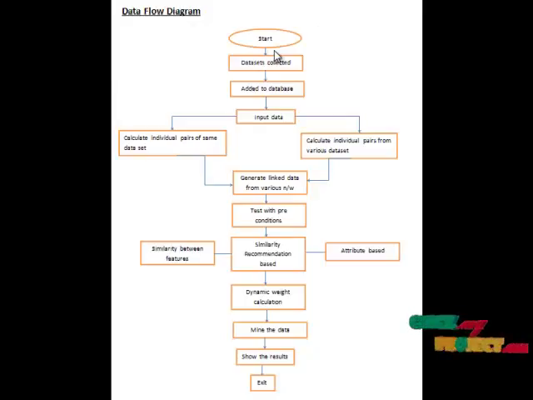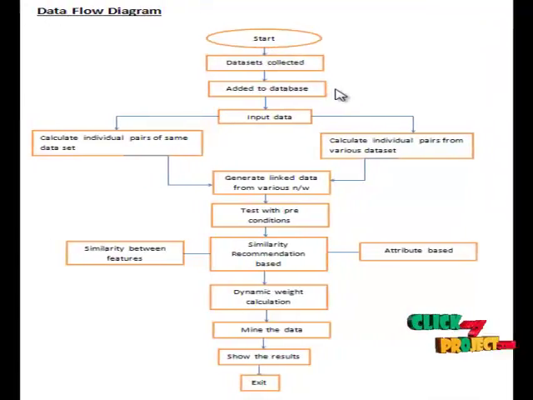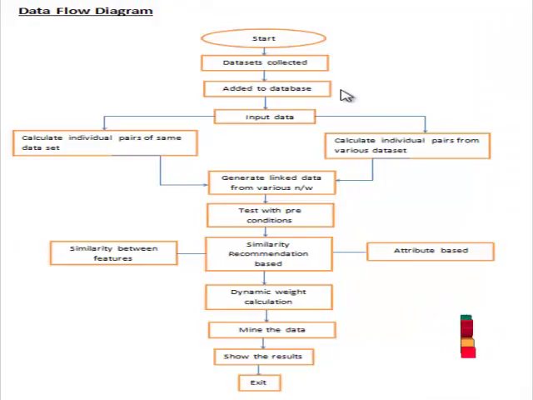Let's see the data flow diagram for our project. Our project starts from here. First, we are collecting our data sets and adding them to our database. Once the data are added to the database, we get the input data.